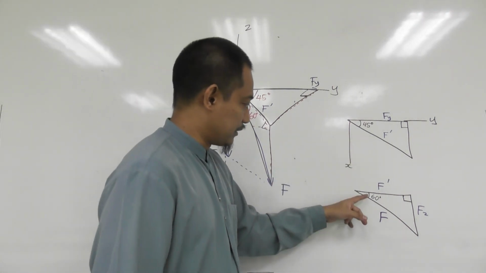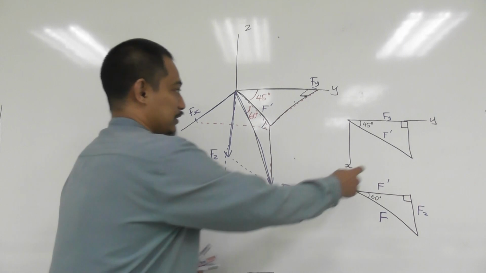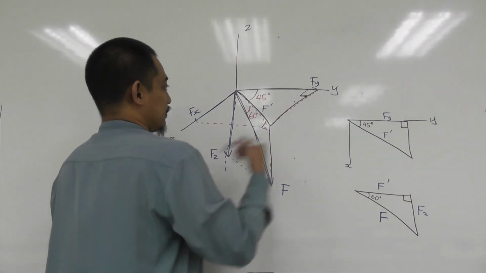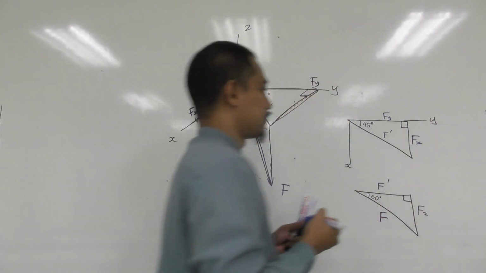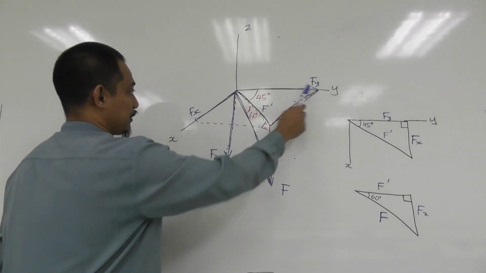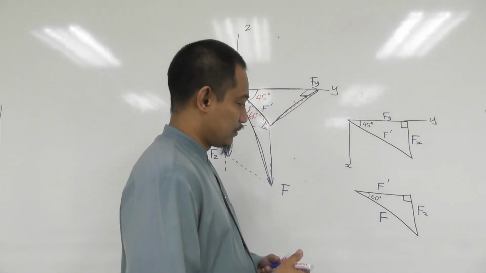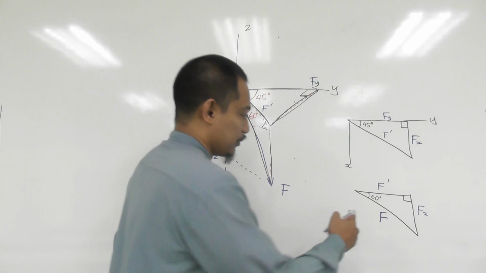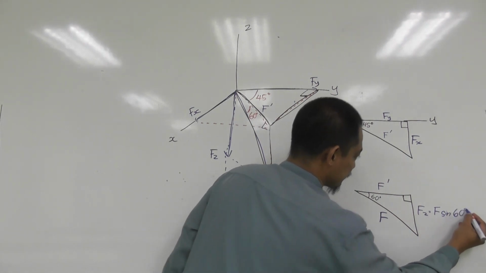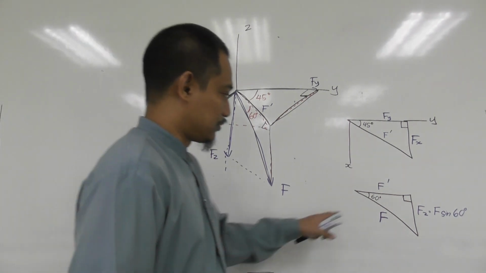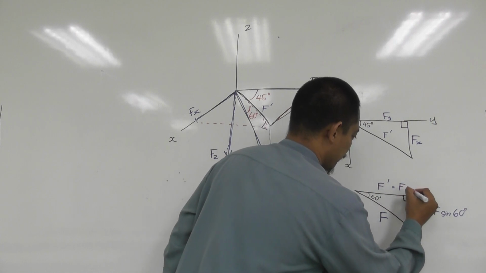Alright, so when you have the two triangles and you already have the angles, and you have F here, what is this one? Something is missing here. This one is basically Fx, which is the same as Fy here, or Fz. From the understanding, this is F, this is 60 degrees, so Fz here is F sine 60 degrees. Opposite over hypotenuse. So Fz here is F sine 60, F prime here is F cos 60.